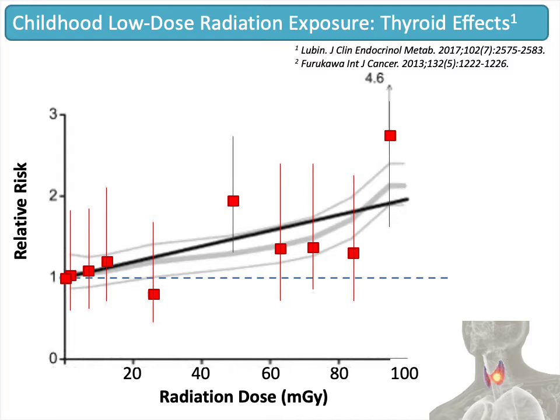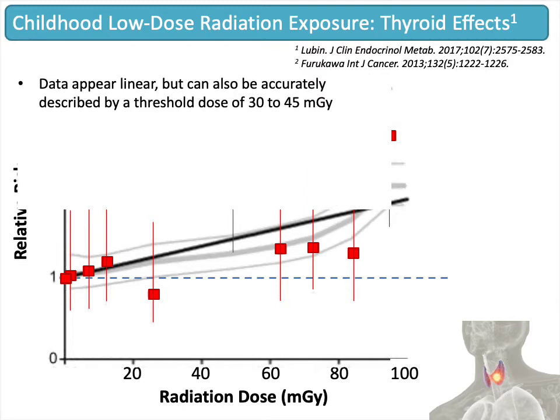But what I really want to point out here are the error bars, shown here by the red lines. These error bars represent the 95% confidence interval. So data points with error bars that cross a relative risk of 1, shown here by this dashed blue line, do not have enough statistical power to determine if there's any increased risk from radiation exposure. So when we look at these plots, we have to consider the error bars, not just the data points themselves.